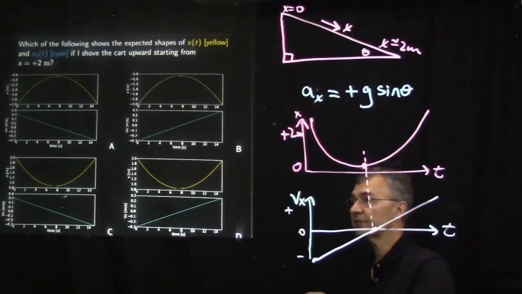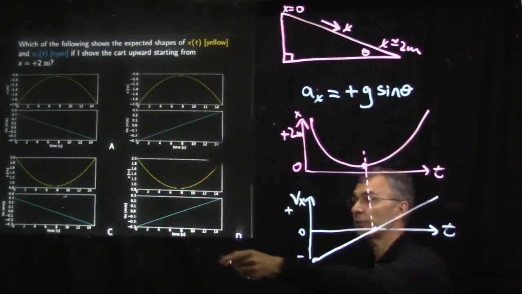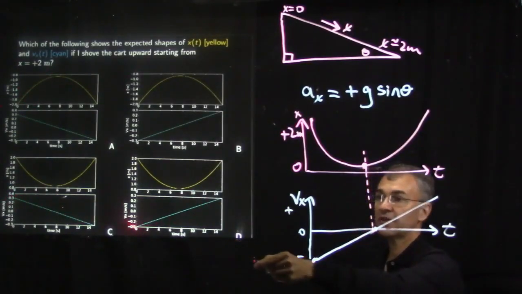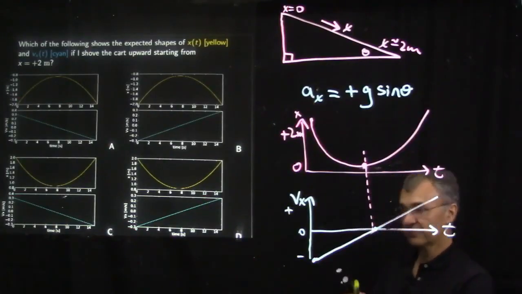And then I think the velocity should start out negative and it should have a positive slope. You see, it starts out positive, it has a negative slope. But we want to start out negative and we want a positive slope. So I think I like D here, delta.